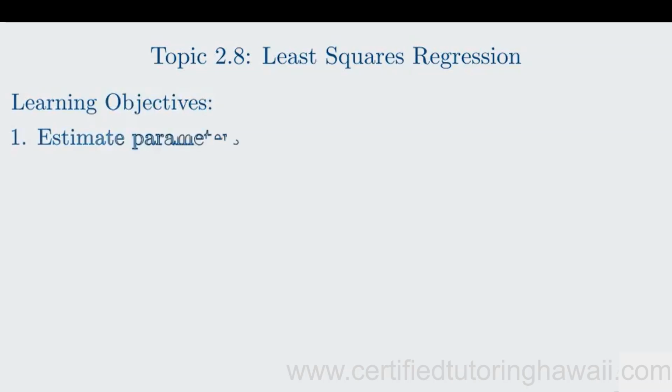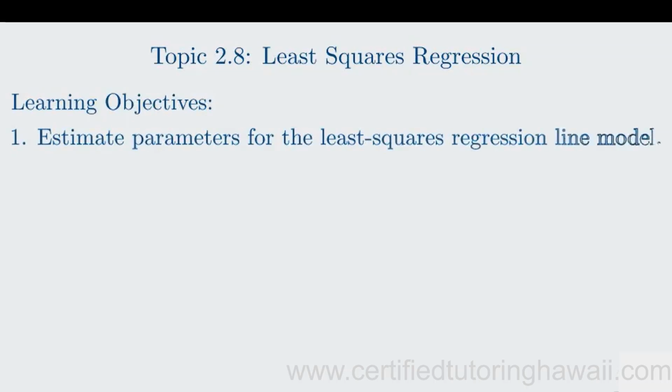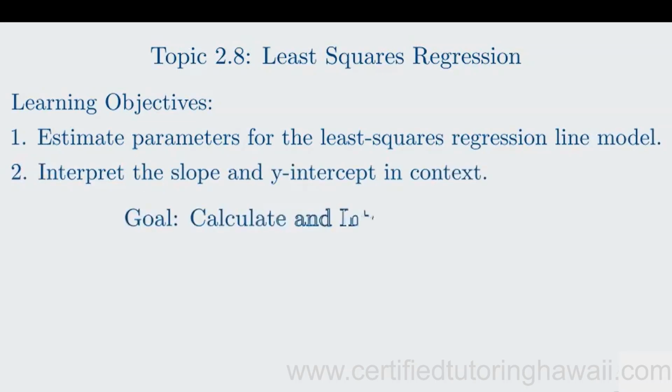Today we are exploring Topic 2.8, Least Squares Regression. Our objectives are to estimate parameters for the least squares regression line model and interpret the slope and y-intercept in context. By the end of this video, you will be able to calculate the equation of a regression line from summary statistics and explain exactly what those numbers mean in a real-world scenario.